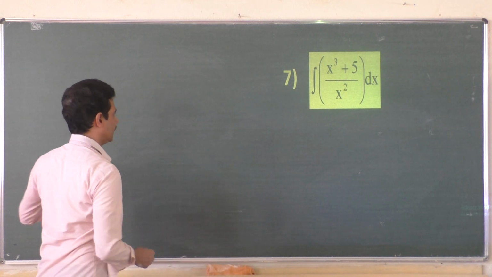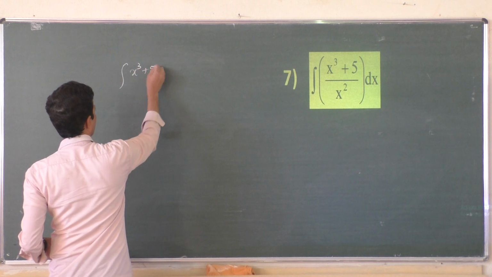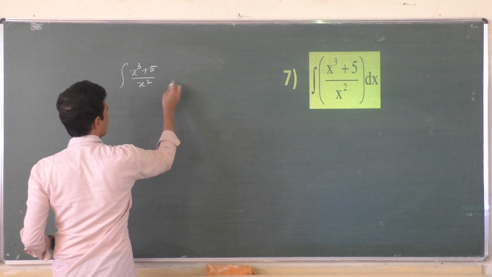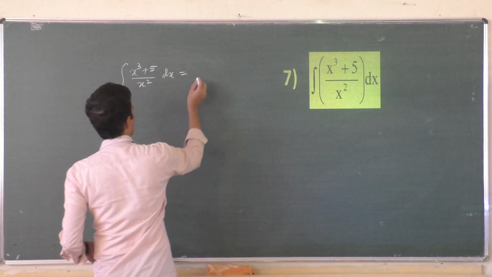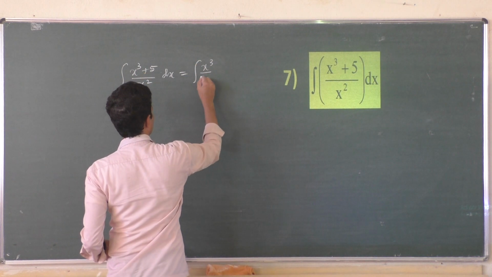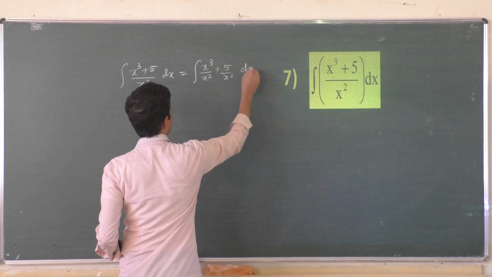Integrate that. Okay, integration of x cube plus 5 by x square dx. That is equal to, we can write it like this. Divide this. Integration x cube by x square plus 5 by x square dx.